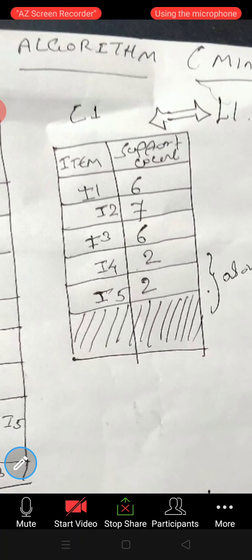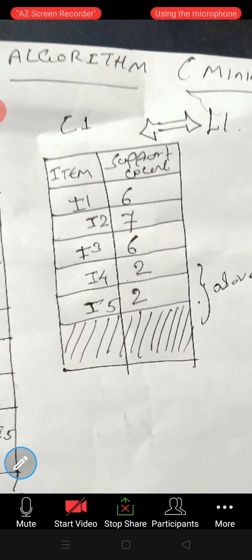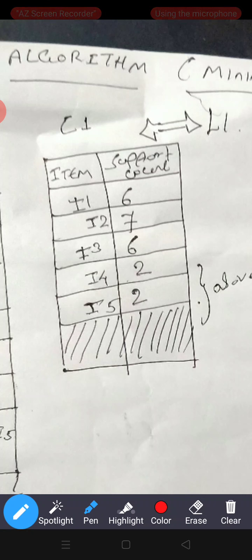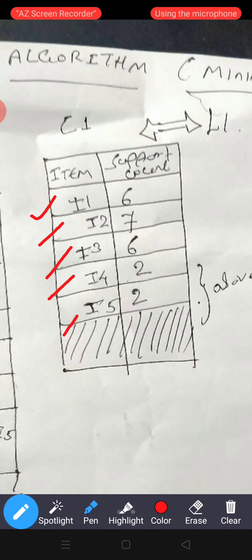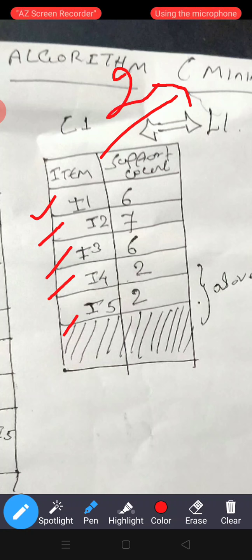I3 is 6. Like this way, you have to write I4 and I5. Now, for each set, I1, I2, I3, I4, I5, when you are writing the support count, compare this support count with the minimum support count. They have given the minimum support count as 2.